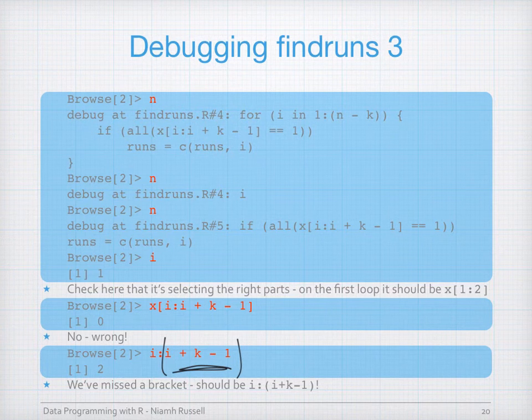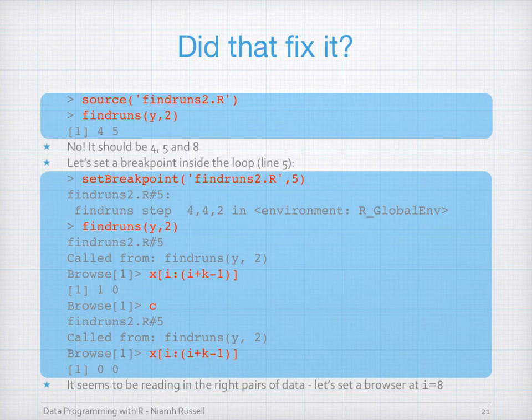In fact, we should have written in our code originally i colon open bracket i plus k minus 1. So that's where our problem lies. So we make that change and we save it in findruns2.R. And then if we run that on our y2, we should get 4 5 8. So here you can see that actually that didn't happen. So we still have another problem. It wasn't just the problem with the brackets. So we're going to have to continue on to see what other problem there is.